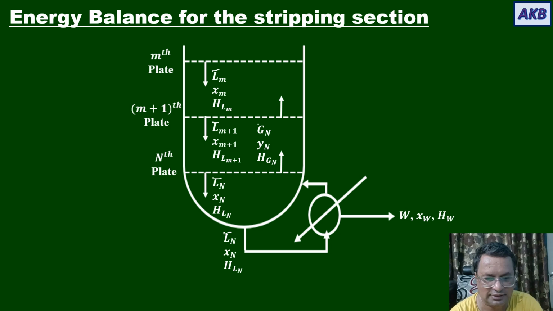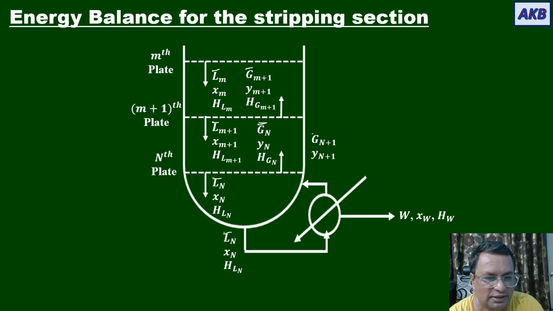After the vapor phase is created, it enters the column. The vapor stream that is leaving the nth tray will have molar flow rate of G bar n, yn, Hgn. Then the vapor stream that is coming out of the m plus 1 plate will have molar flow rate of G bar m+1, mole fraction of A in it is ym+1, and enthalpy per unit mole for that vapor stream is Hgm+1.